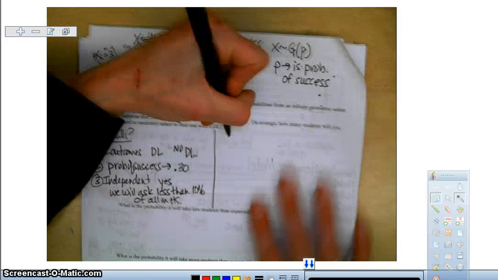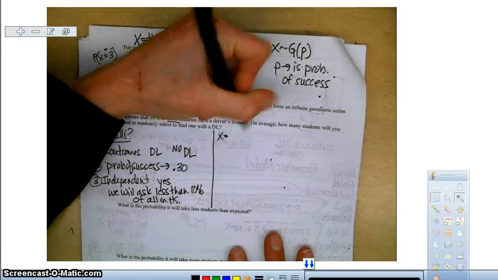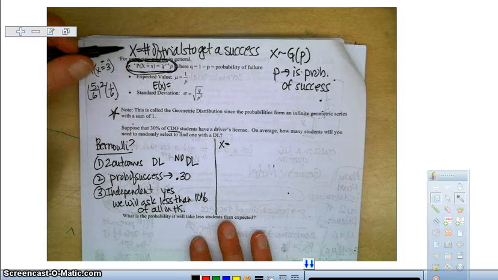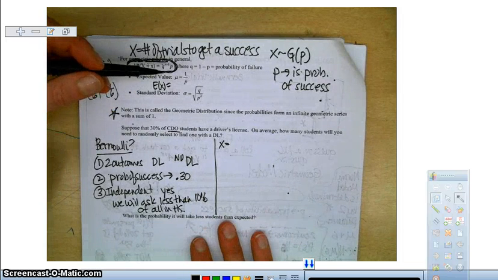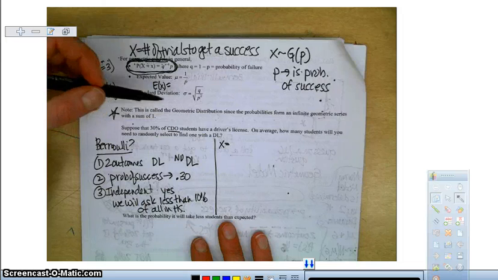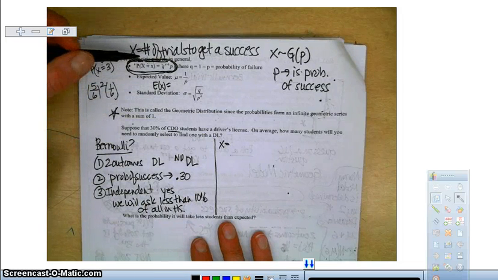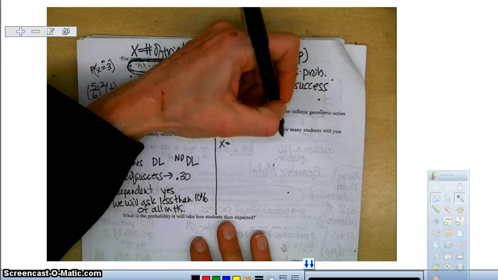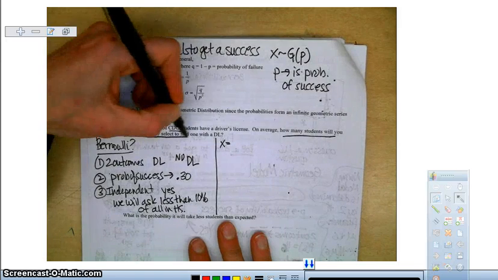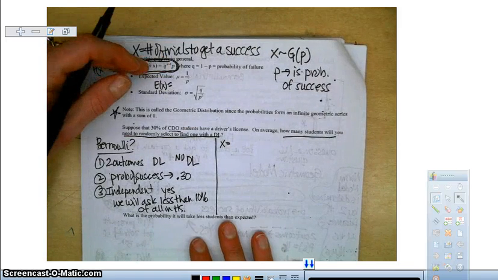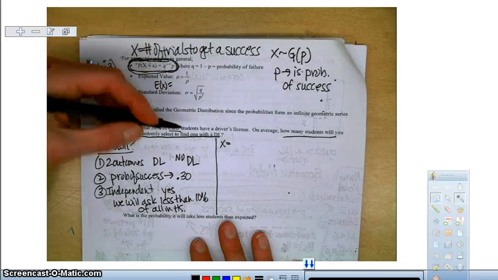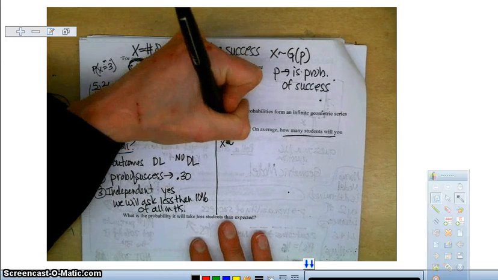So now is it geometric? So are we asked how many we're going to have to ask before we find one with a driver's license? Is that what? How many students will you need to randomly select to find one with a driver's license? Aren't they asking us that? So we're just going to keep asking. So this is geometric, so we can say X is geometric.